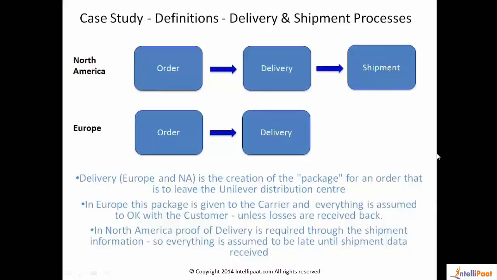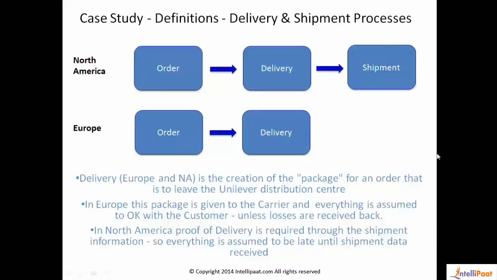So the process of order should be the same. You have order, delivery, shipment, and it is the same in Europe. But now you see what the concept of delivery is in Europe and what the concept is in North America. I'm just trying to show you a business case. In Europe and North America, after creation of a package for an order, it is, for example, set to leave the distribution center. In Europe, this package is given to the carrier and everything is assumed to be okay.